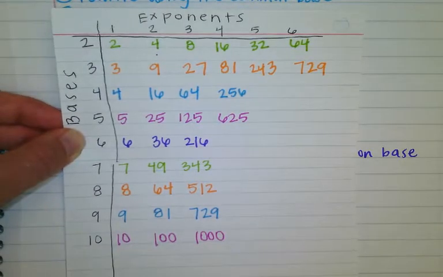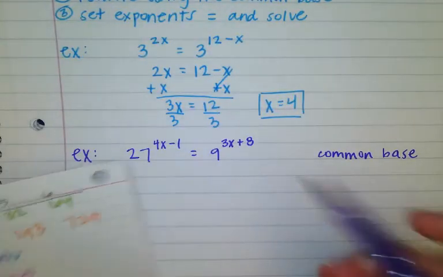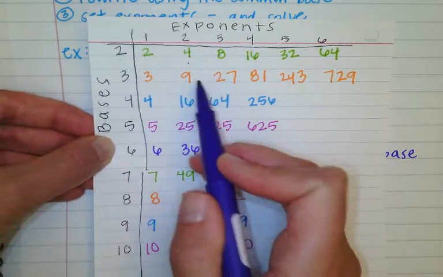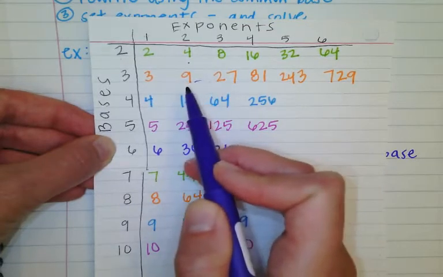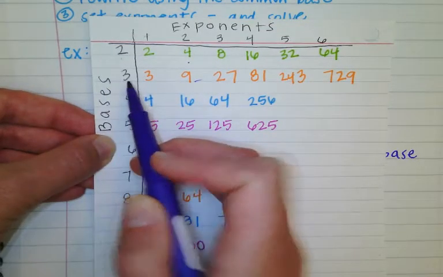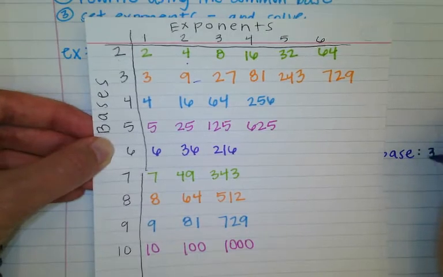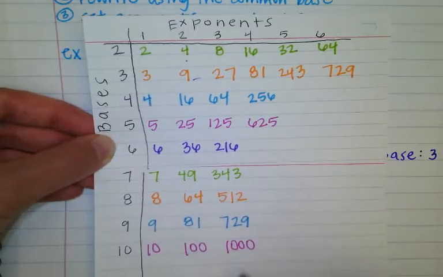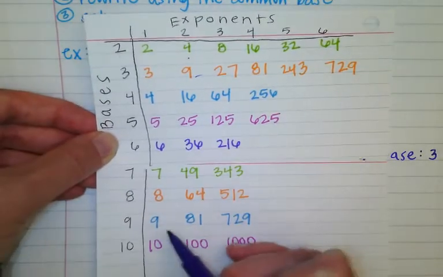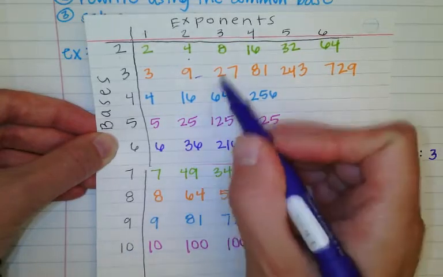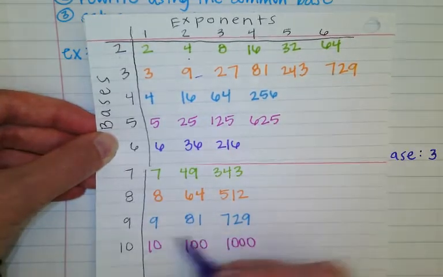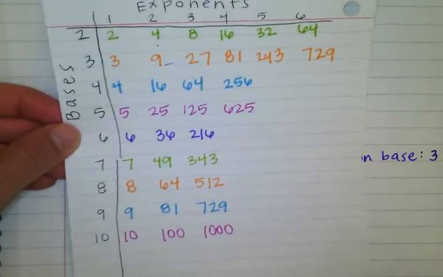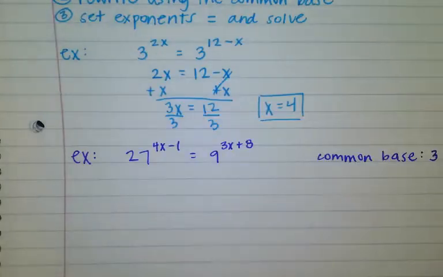Our problem has 27 and 9, so I want to look and see what base those come from. I find 9 and 27 both come from a base of 3. So that's the common base that we are going to use in this problem. And then you'd want to scan the card to make sure they don't come up anywhere else either. Like 9 comes up with 9, but I can't make 27 by raising 9 to a power. So I'm going to keep pulling this out every time we do a problem, and it's available for you on Canvas if it's helpful to you.